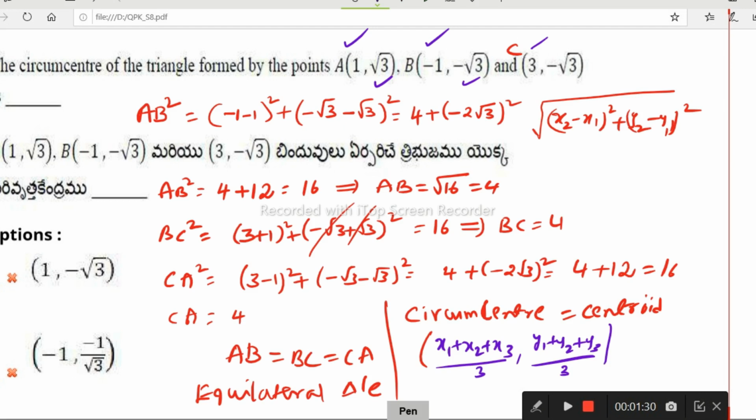Now x1 plus x2 plus x3 by 3 means the sum of the x coordinates of A, B, C: 1 minus 1 cancels and plus 3, so 3 by 3 is the x coordinate of the centroid. Next the y coordinates: plus root 3 minus root 3 cancels and minus root 3 by 3. So 3 by 3 is 1, comma, minus root 3 by 3, that is minus 1 by root 3. So this is our circumcenter. Which option is there? We can check it. 1 comma minus 1 by root 3 is not there in the first two options. Now look at the next options, right?